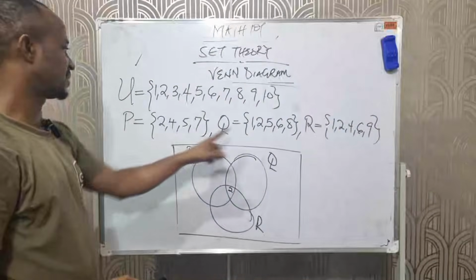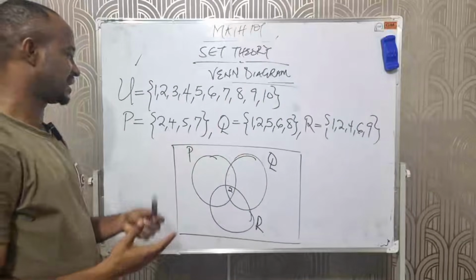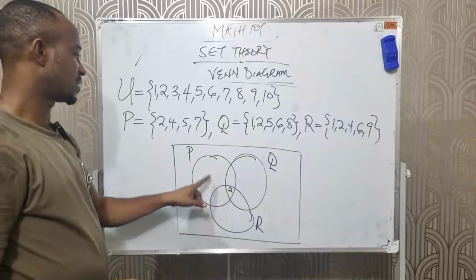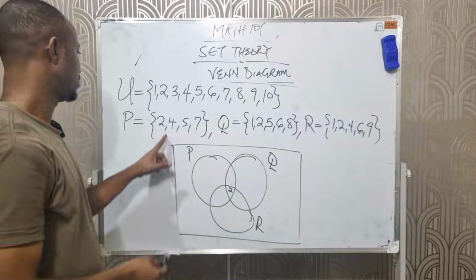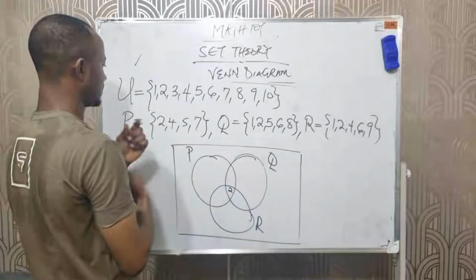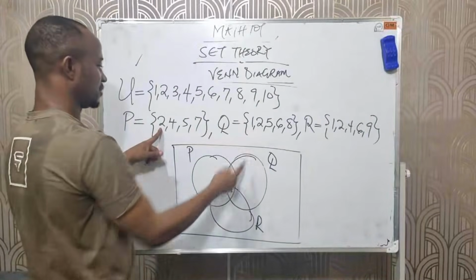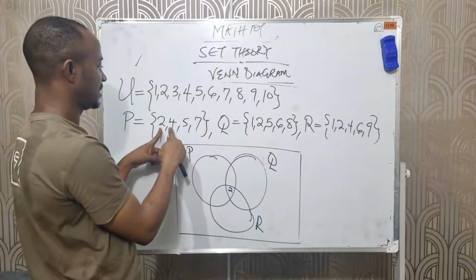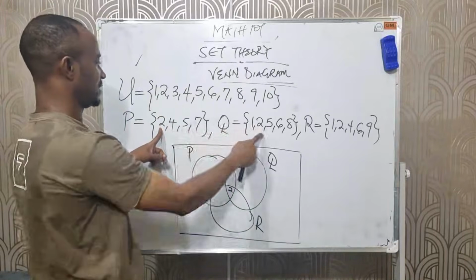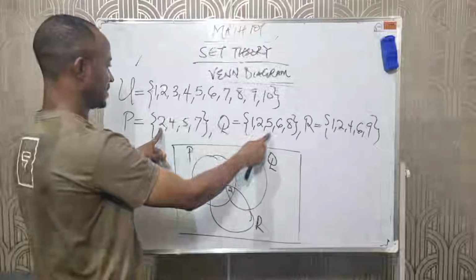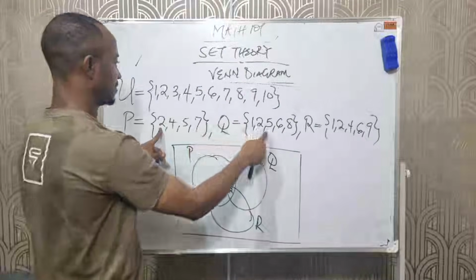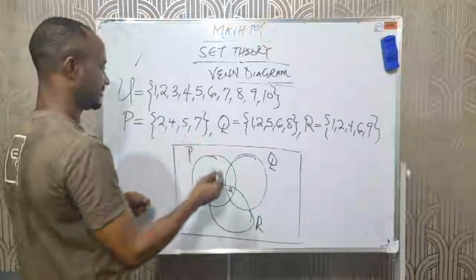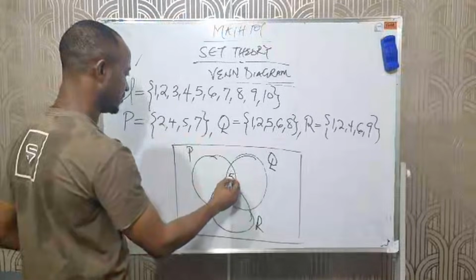Then I'll check between P and Q. What is common between them, apart from 2? We already have 2, so I will not repeat 2 again. I will now look at other numbers. Is 4 here? 4 is not in Q. 5 is here, and 5 is here. 7 is here, but 7 is not in Q. So P intersection Q is simply 5. So I'll put the 5 here.